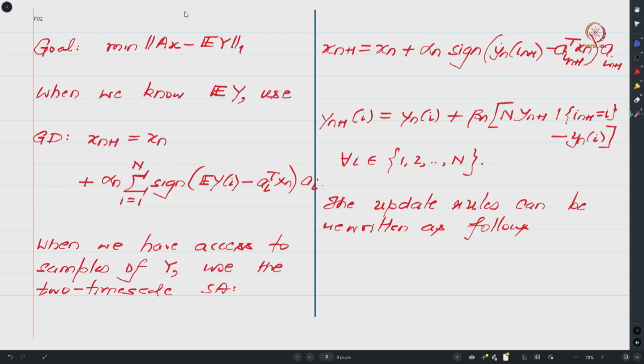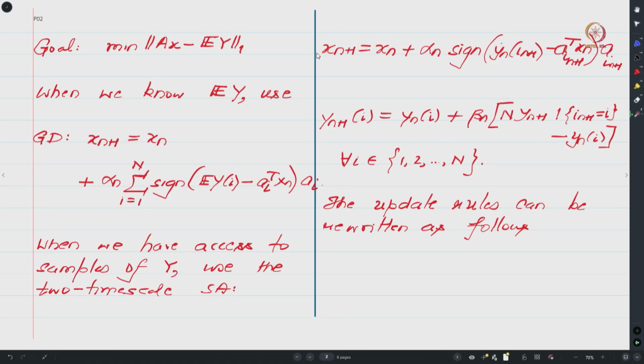So recall that if you knew expected value of y, and there were no adversaries, then we could use this gradient descent algorithm. However, often in practice we do not know expected value of y, instead we have access to samples of y, and using these samples of y, we want to nevertheless solve this optimization problem, right. So when there are no adversaries, this is the update rule that we came up with.